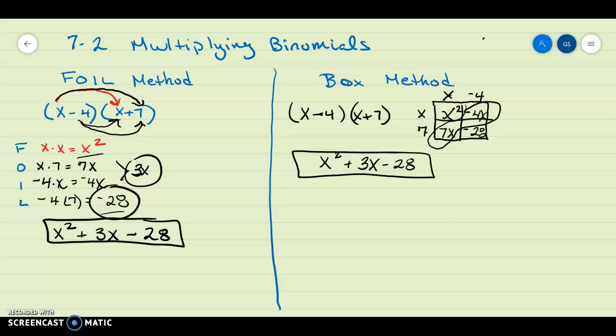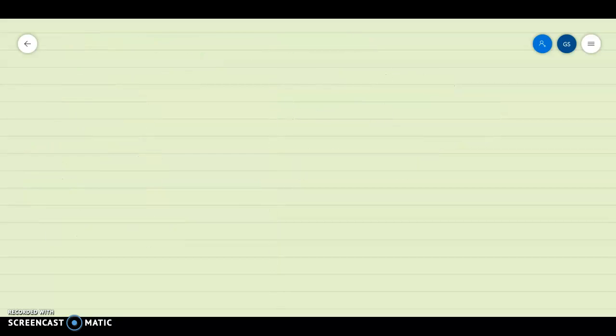Okay, next. Let's try another problem. So the second problem we're going to try is x plus 2 and then x minus 3. Okay, so we're going to multiply these using FOIL. If you'd like to use box, feel free. All right, first times first is x squared.